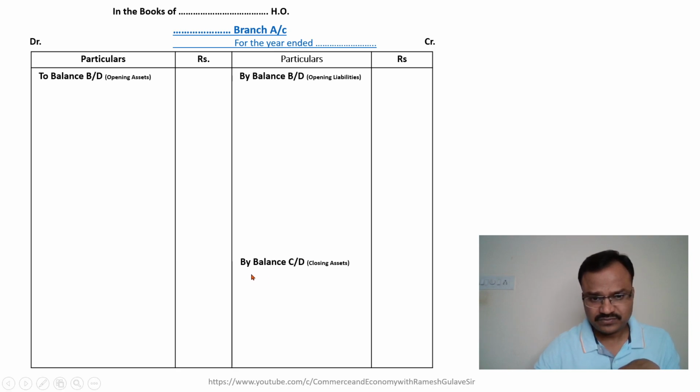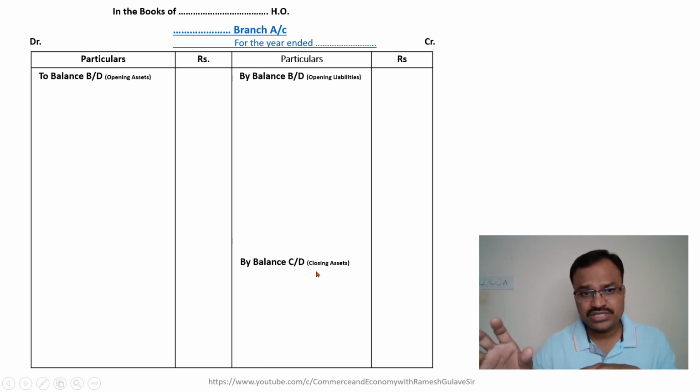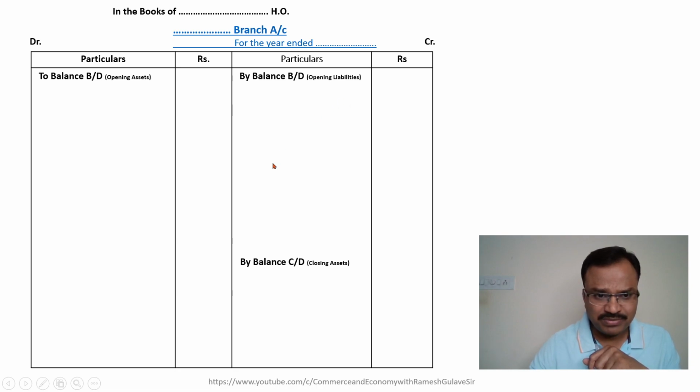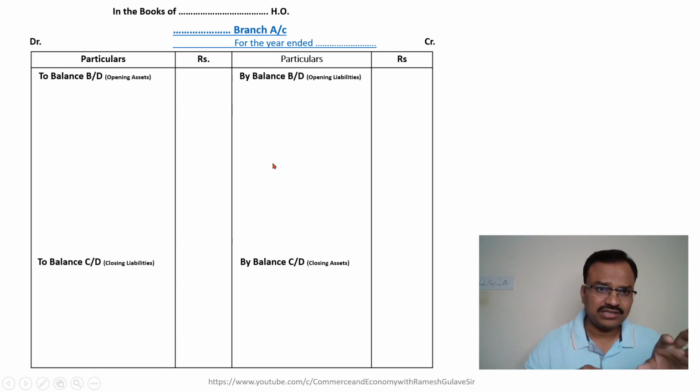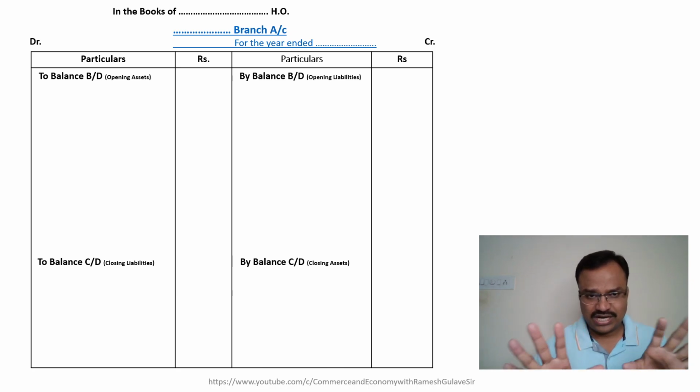So here on the credit side at the end, by balance carried down, which includes the closing balance of assets, right? Similarly, the closing balance of liabilities are recorded on the debit side of branch account at the end of the year. So here on the debit side, to balance carried down, closing liabilities, right? So now I hope these 4 points are clear.